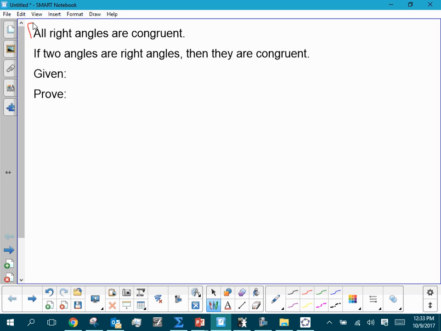Okay. It says all right angles are congruent. Well, that means if I have two angles that are right angles, they should be congruent, right? Or if I have three angles that are right angles, then they should be congruent. Or four angles that are right angles, they should be congruent. So the easiest thing for us to do is just to choose two angles, okay? So I rewrite this, say, if two angles are right angles, then they are congruent, okay?